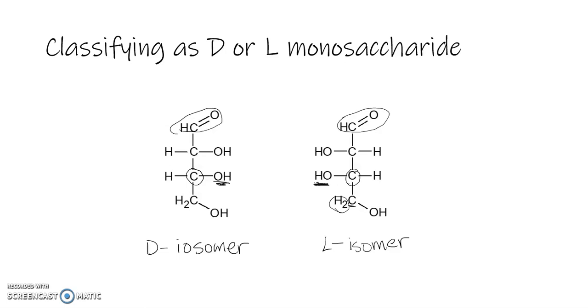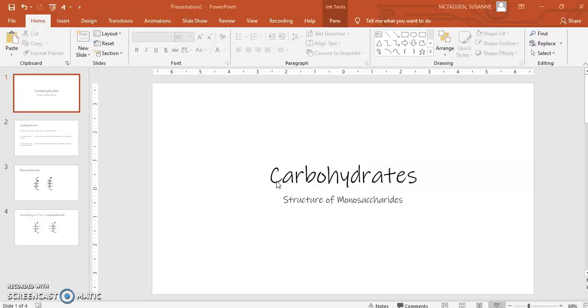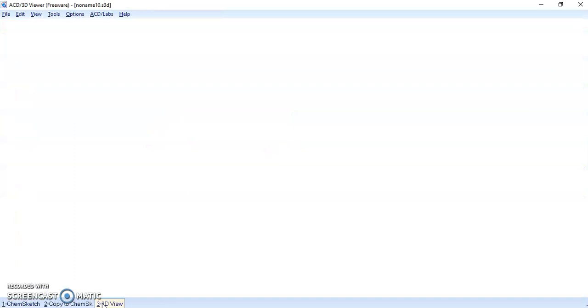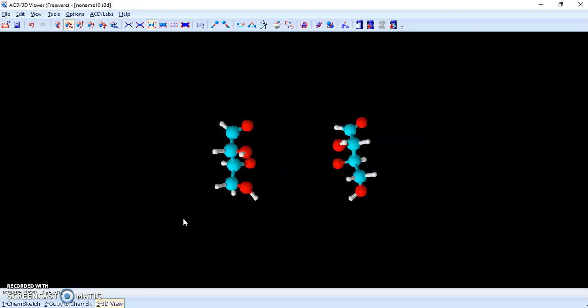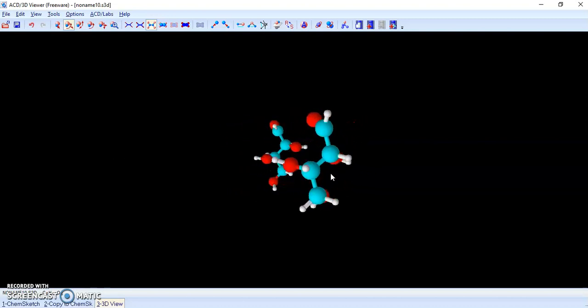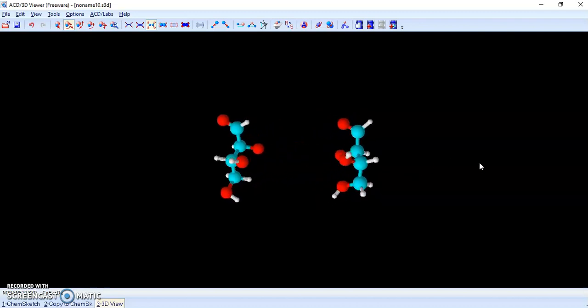Okay, I want to get out of PowerPoint real quick and show you in another program the 3D view of those 2 that we were just talking about, the D and L isomers. I can spin these molecules around, and I want you to see that those bonds are not in a straight line, that they are at angles because they have that tetrahedral arrangement around it.